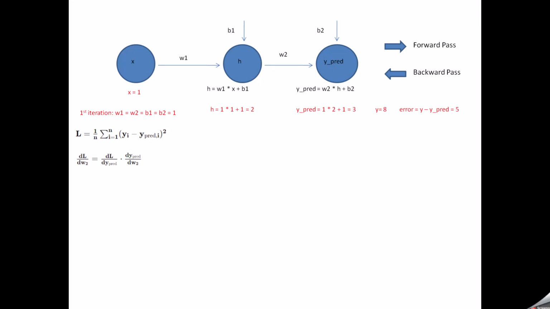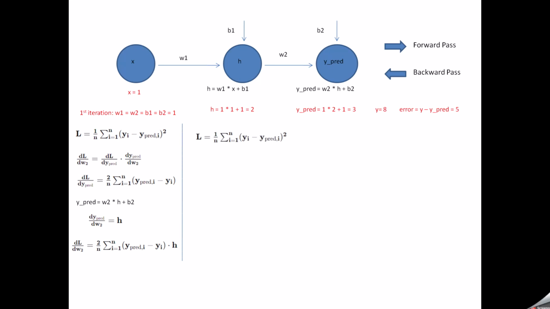Then we get the following result when we take the derivative of loss with respect to Y predicted. With the formula of Y predicted, we can also calculate the derivative of Y predicted with respect to W2. Combining these results, we get the derivative of loss with respect to W2. Now let's see the calculations for B2.